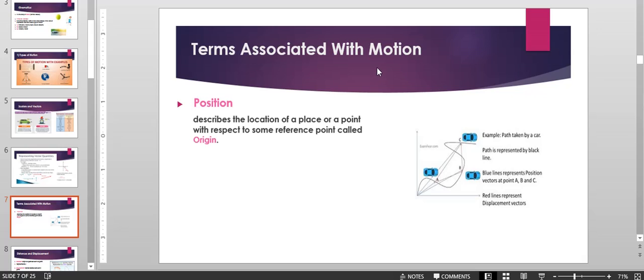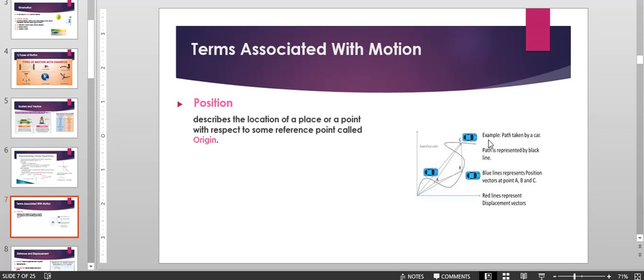Now let's discuss different terms associated with motion. The first one is position. Position describes the location of a place or a point with respect to some reference point called the origin.